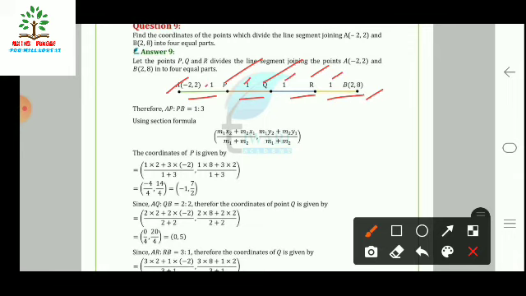Now we have to find the coordinates of P. So this ratio is 1, and this whole will be 3, so 1:3. Now using the section formula for finding the coordinates of P, (m1 x2 + m2 x1) over (m1 + m2), (m1 y2 + m2 y1) over (m1 + m2). Just putting the values here, the result is (-1, 7/2).